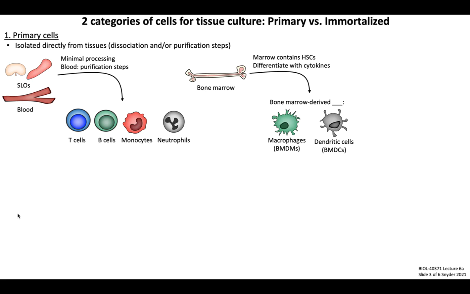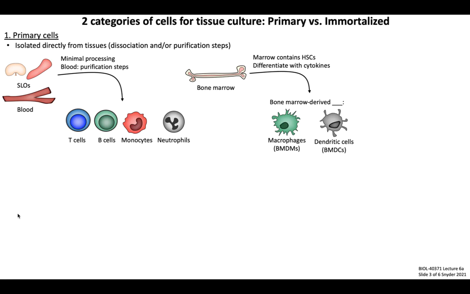Primary immune cells can also be derived from hematopoietic stem cells that are found in the bone marrow. This is obviously something that is much more commonly used in model organisms compared to humans. So we know that the bone marrow contains HSCs and that these can give rise to all lineages of immune cells. So if you have bone marrow from a mouse, you can plate those cells in culture with various cytokines, and the HSCs in the bone marrow will differentiate into your immune cell type of choice.